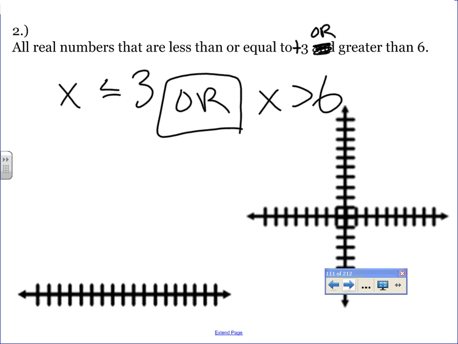Or X is greater than 6. If we graphed this, the graphs would be going in opposite directions, right? And your coordinate plane would be colored on opposite sides. Questions on that?